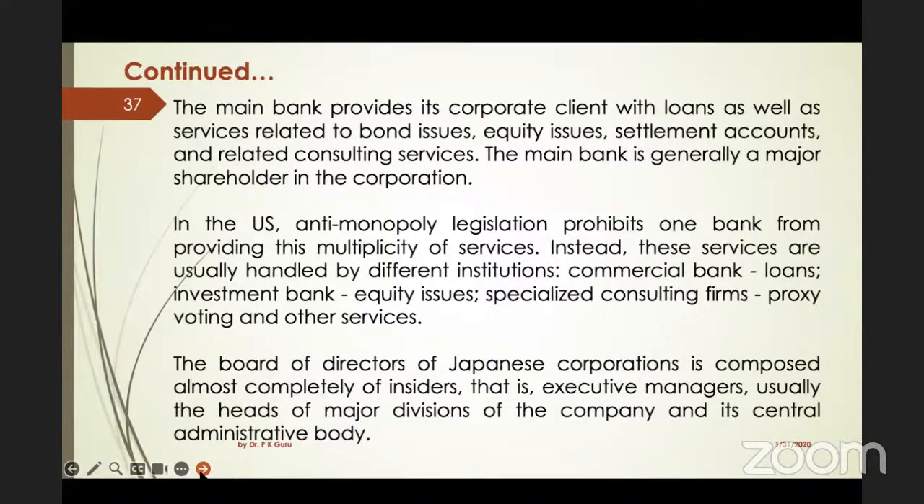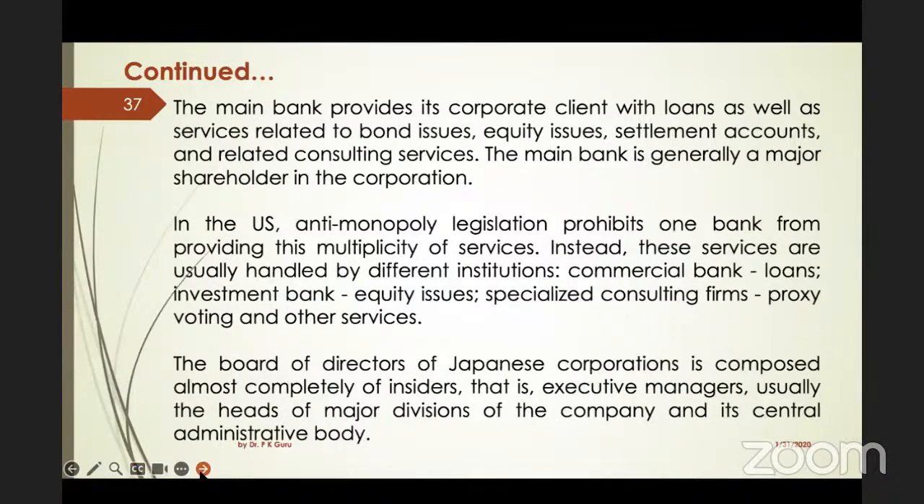In the US, the anti-monopoly legislation prohibits one bank from providing this multiplicity of services. In the US also it is the same. Instead, these services are usually handled by different institutions. The commercial bank handles the loan, the investment bank handles equity issues, and a specialized consulting firm handles proxy voting and other services. In India also it is the same, but in Japan, banks can do all this.